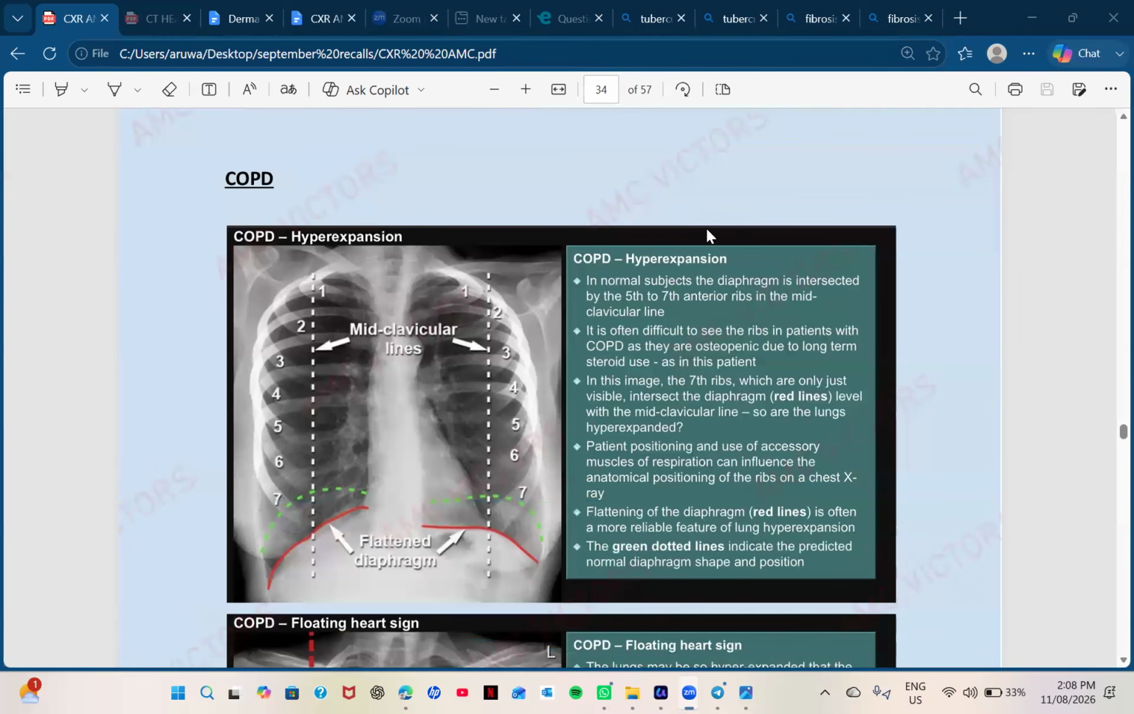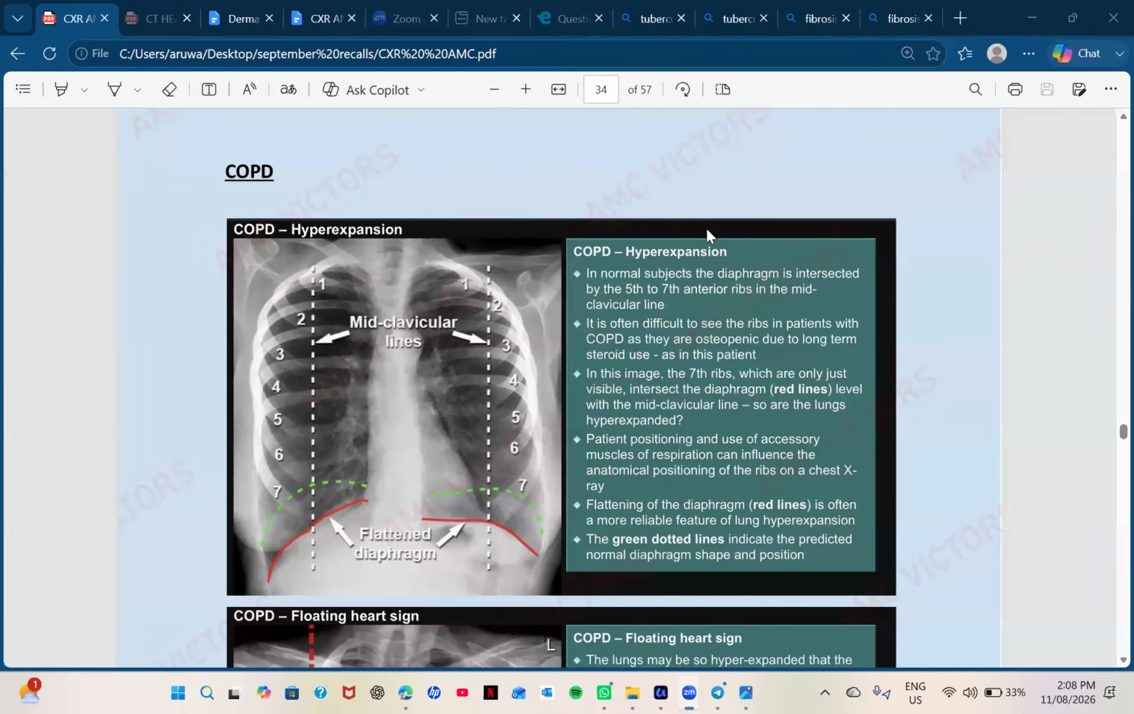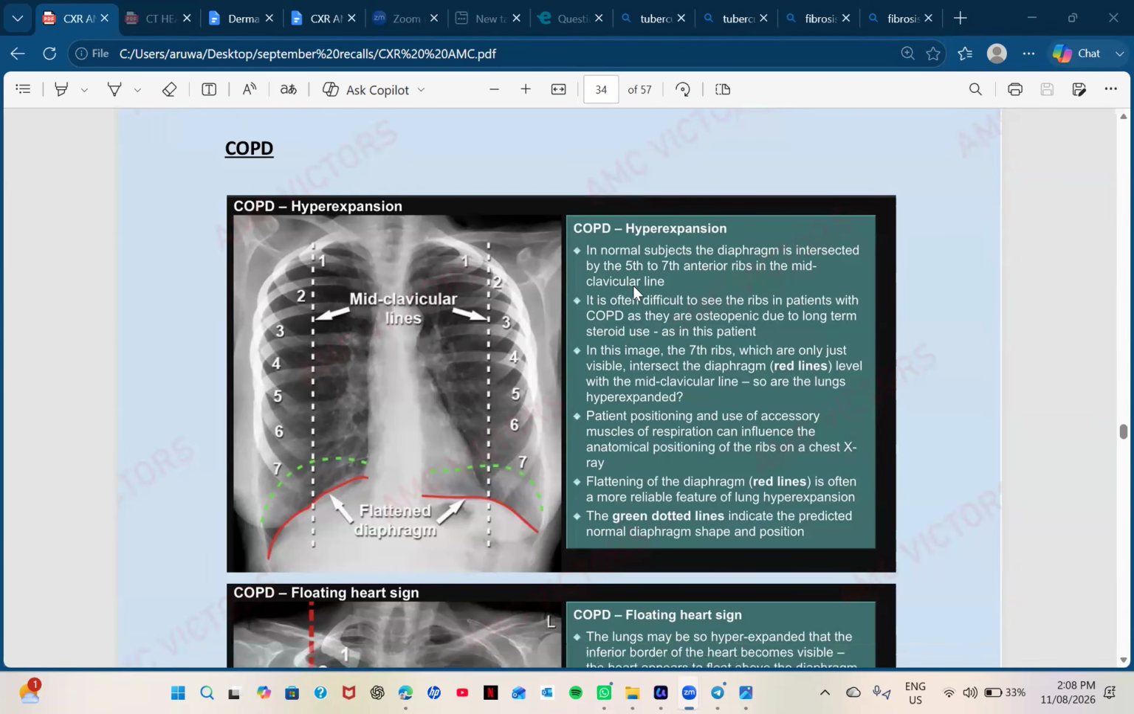Okay, let's discuss COPD. How is hyperinflation present? Hyperexpansion or hyperinflation? Okay, in a normal subject, the diaphragm is intersected by the 6th or 7th anterior rib in the mid-clavicular line. It is often difficult to see the ribs in patients with COPD as they are osteopenic due to long-term steroid use, as in this patient. You can see, right? Often difficult to see the rib pattern, right?